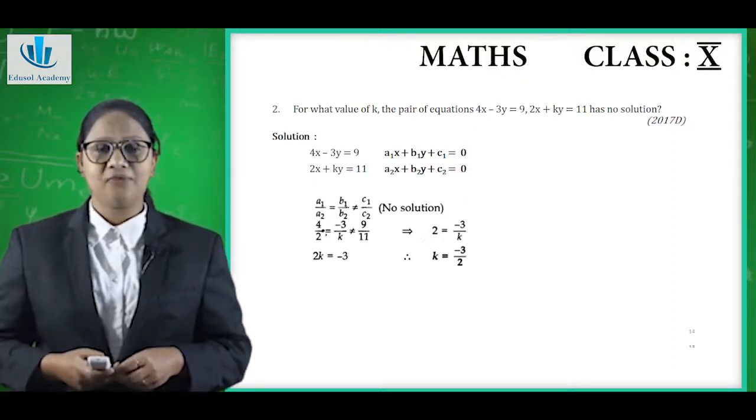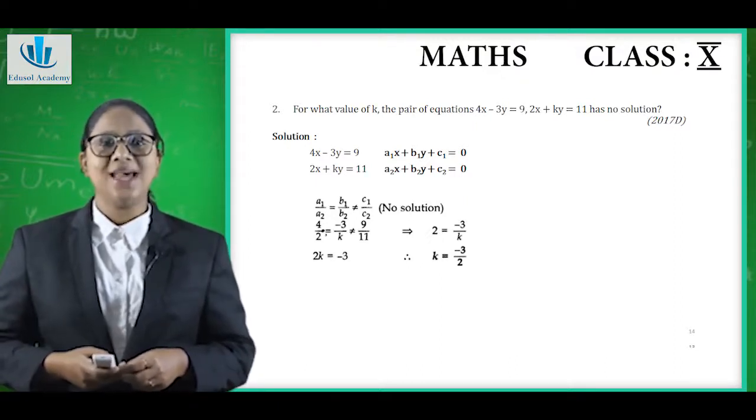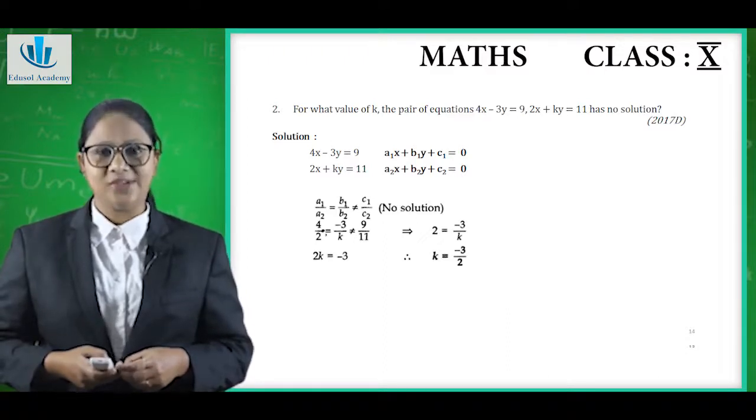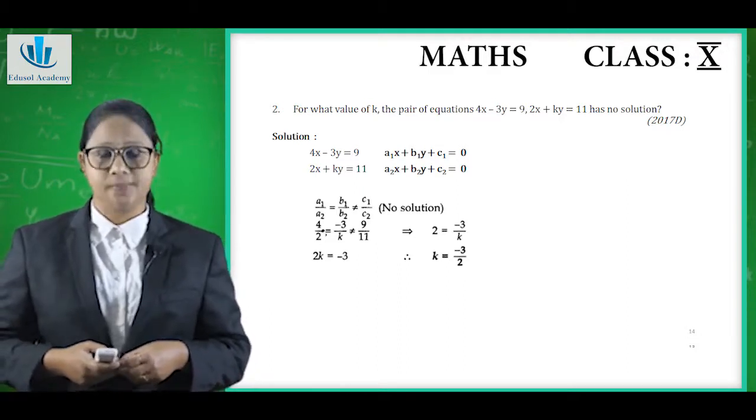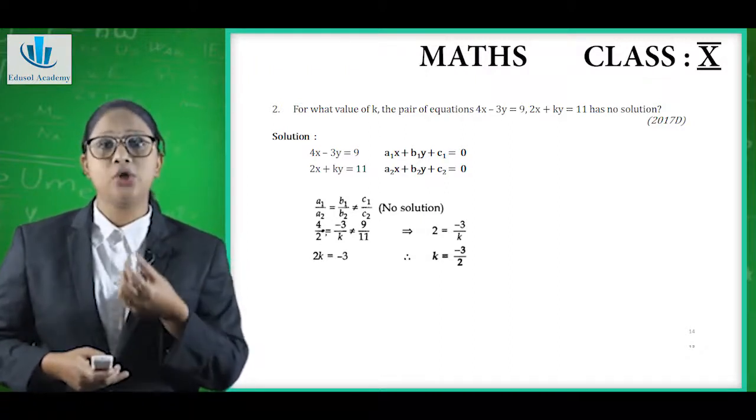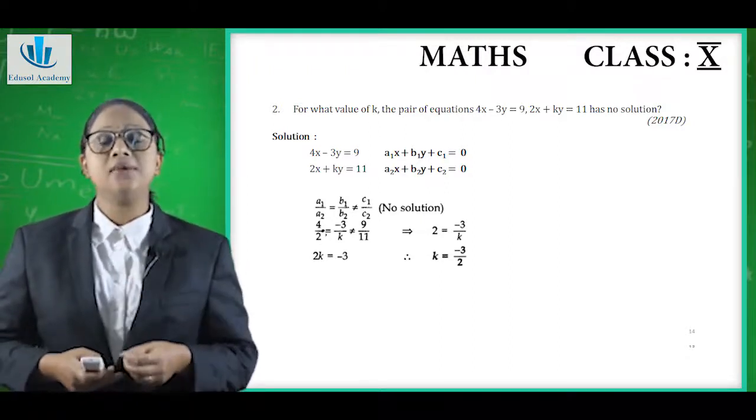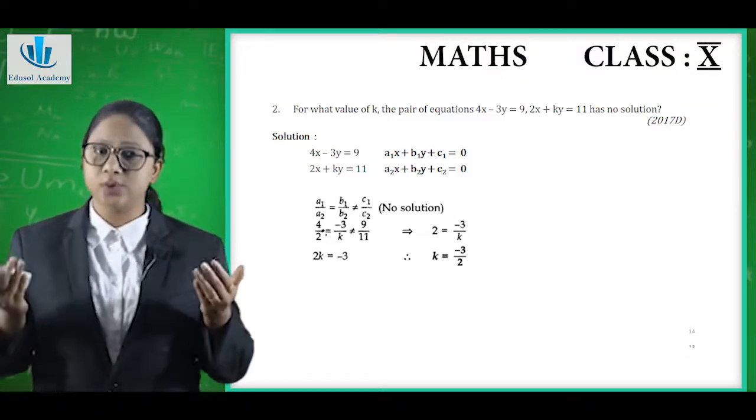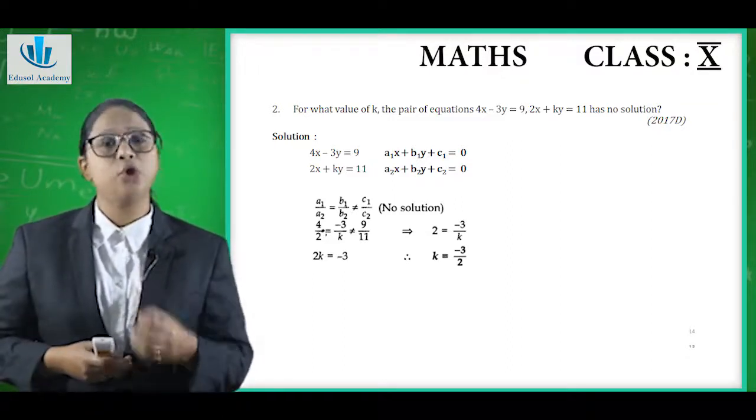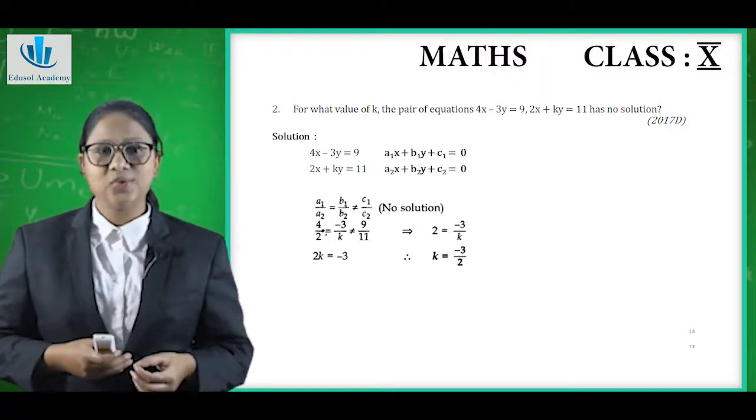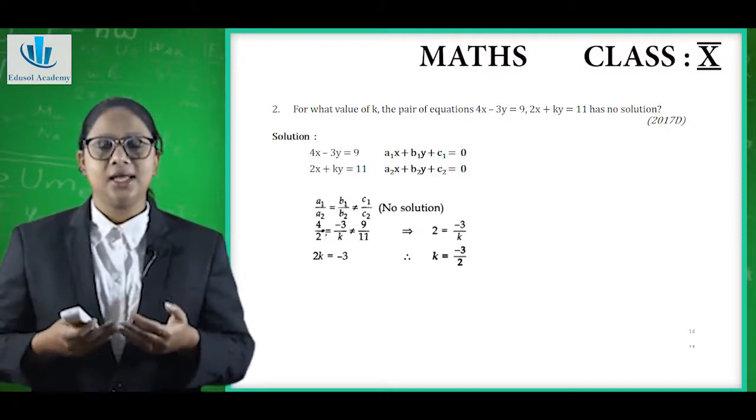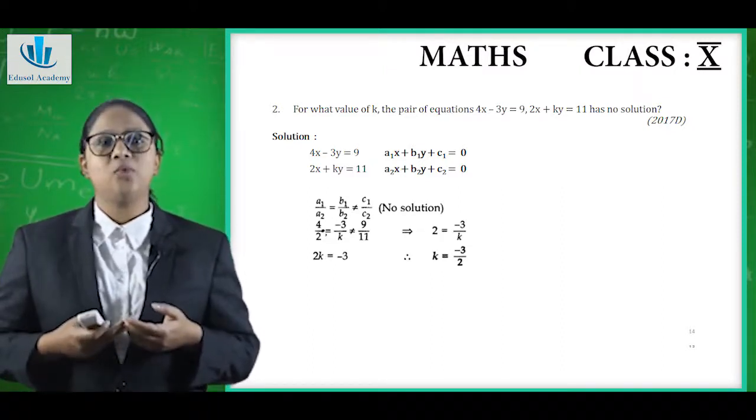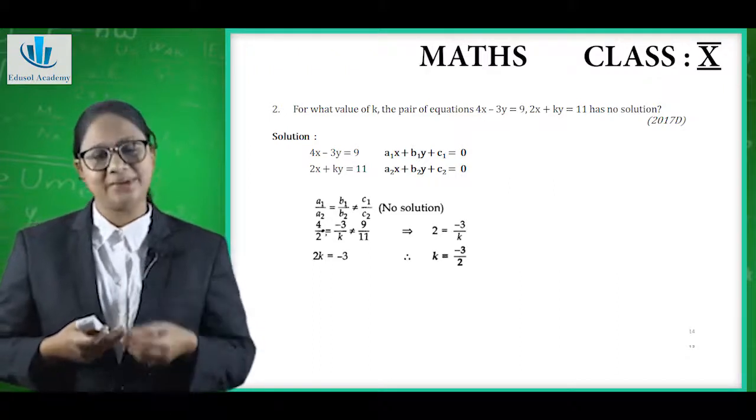For what value of k does the pair of equations 4x minus 3y is equal to 9 and 2x plus ky is equal to 11 have no solution? So we are supposed to find an unknown, the coefficient of y in the second equation, given that this system has no solution. Now, what is the condition for no solution? A1 by A2 is equal to B1 by B2, not equal to C1 by C2. That is the condition for no solution.